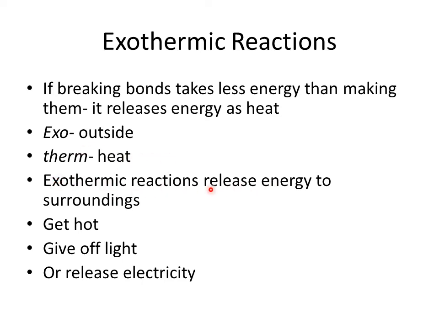In exothermic reactions, our energy is released to the surroundings, to the outside. So things get hot, or they give off light, or they release electricity. All of those things can be seen in the surroundings. Okay, typically when we talk about exothermic, we talk a lot about things getting hot and not as much about these two. But all three of these are definitely indications of exothermic reactions.